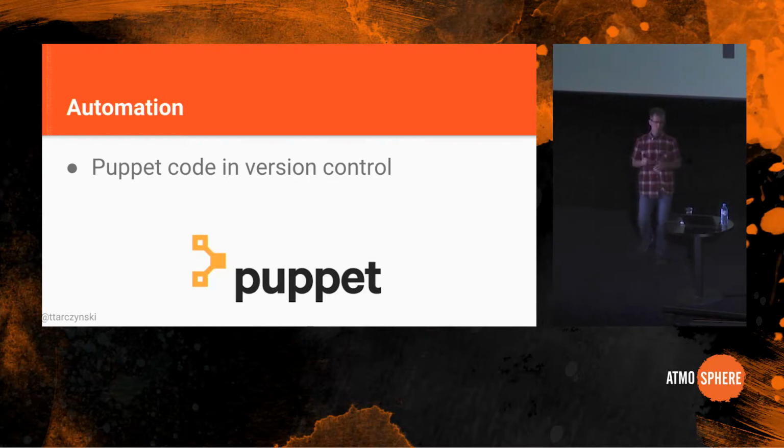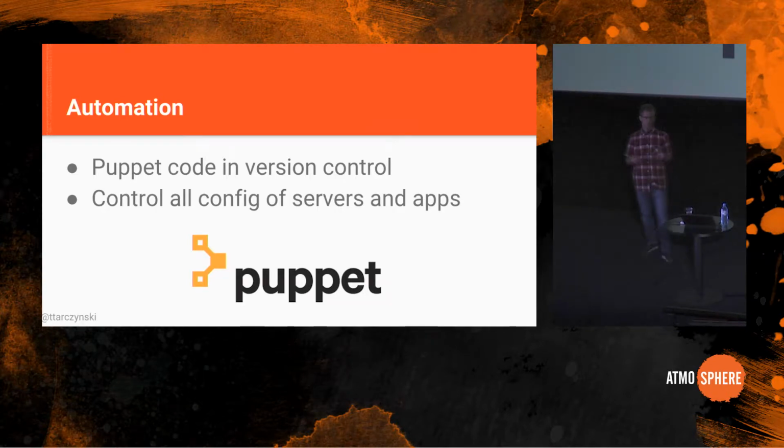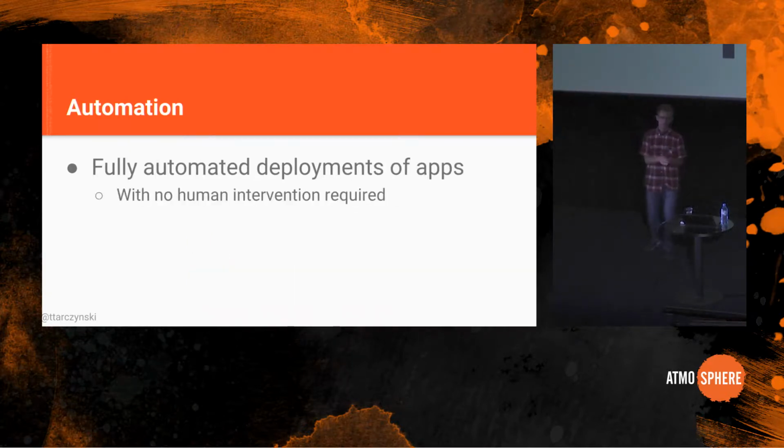We approach automation with Puppet, our tool of choice for automating. We've put all of this code in version control to be able to use the same processes as our developers do. And we've got a rule that all of the configs of any server, any application should be controlled only by Puppet, so we don't allow any changes to be done manually.